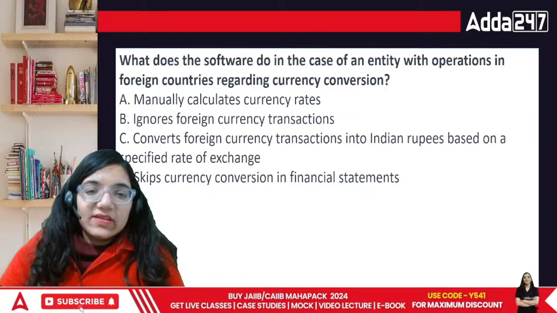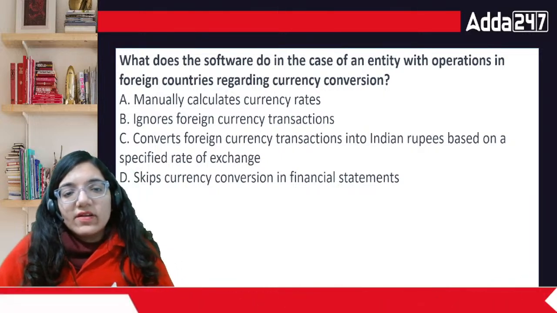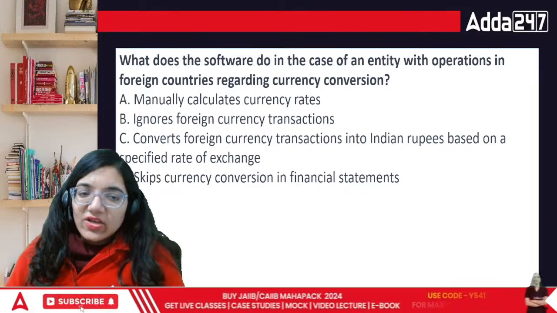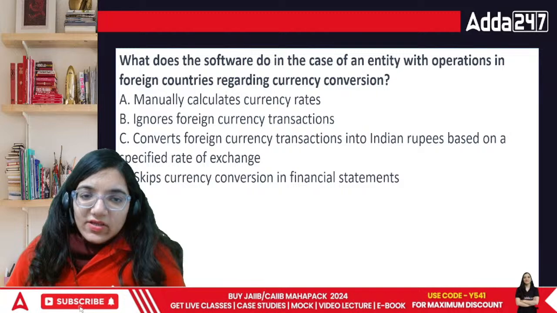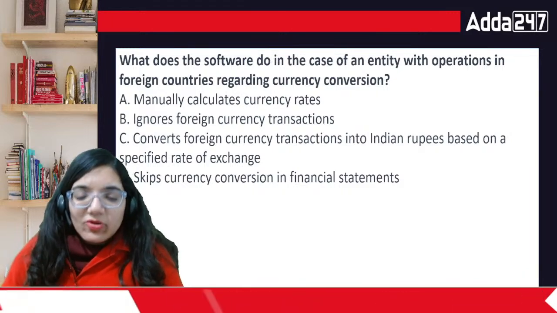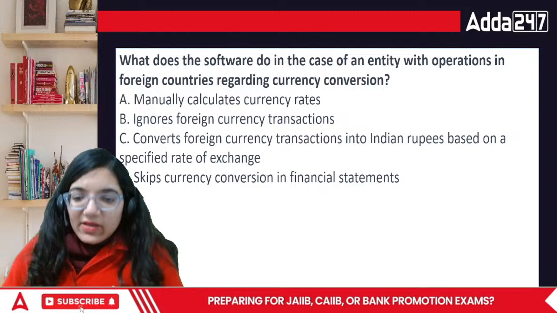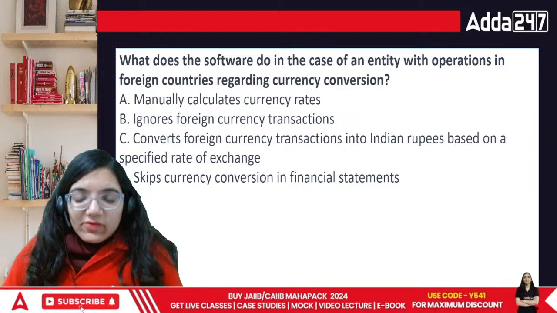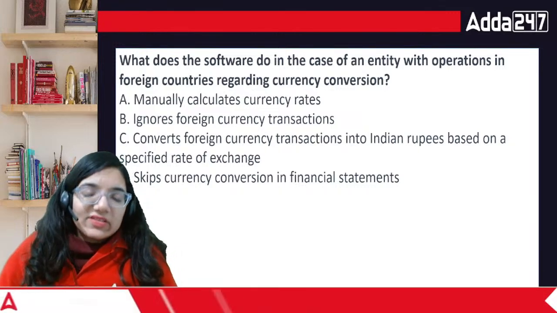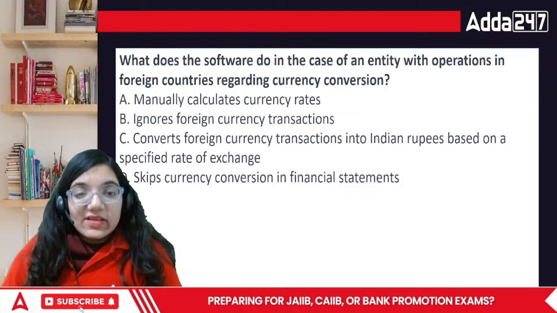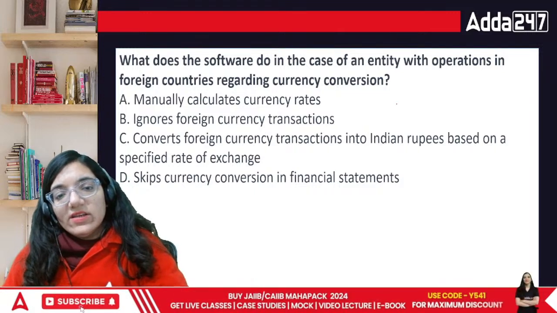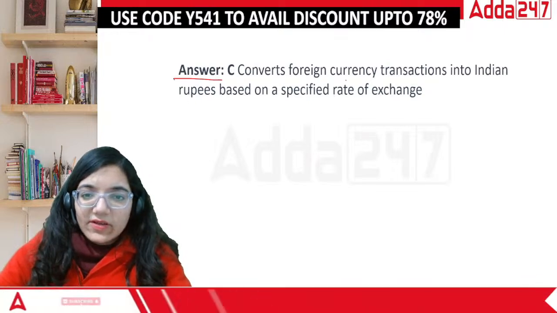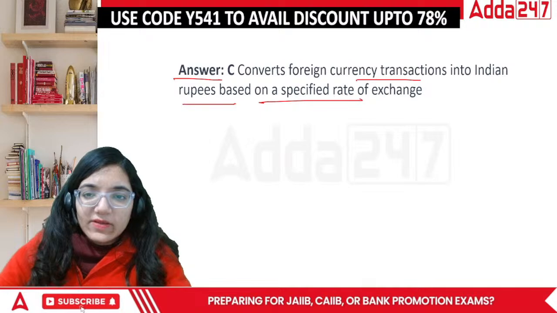Manually calculates currency rates or ignores foreign currency transactions. It cannot do that. Converts foreign currency to Indian rupee based upon the specified rate of exchange, or skips currency conversion. It cannot. The manual calculation is also not required. It is based upon whatever the current price would be. We are going to consider that current price, and we are going to gather all the information accordingly. That is the current price going on. What should be the spot rate in this case? So the answer is actually C. Converts the foreign currency transaction into Indian rupee.